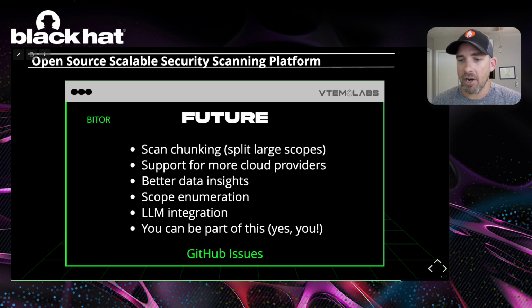Some scope enumeration, which I already have some of starting to be built with the attack surface. Some LLM stuff, possibly for looking at this information. And yes, you can be part of the future if you want to push a pull request or add some features to this. It's all up there. I've got a ton of GitHub issues that have some of the things that I've thought of, ideas I've just kind of scratched down. I put them all up there as GitHub issues.